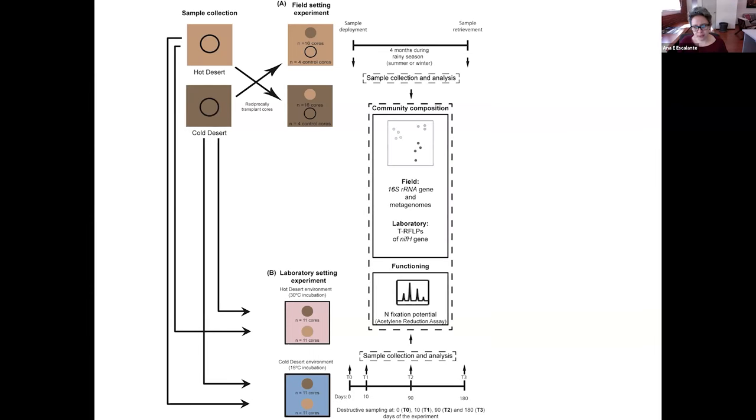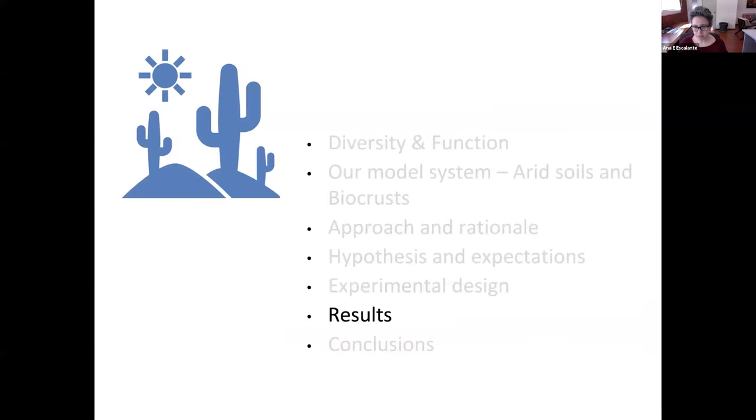And for both experimental approaches, we characterized community composition. For the field experiment, we did 16S rRNA gene amplicons and metagenomes. And for the laboratory setting, we conducted a TRFLP of the nifH gene. And for the measurement of functioning, or the functional response, we performed an acetylene reduction assay for nitrogen fixation potential.